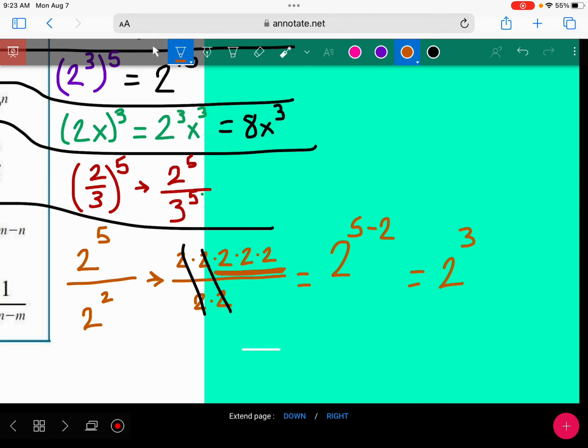If ever it's a color issue where you can't see what I'm writing, please let me know. I can switch it very easily. Okay?